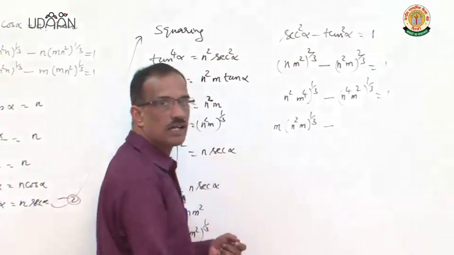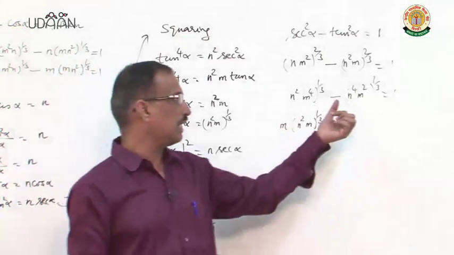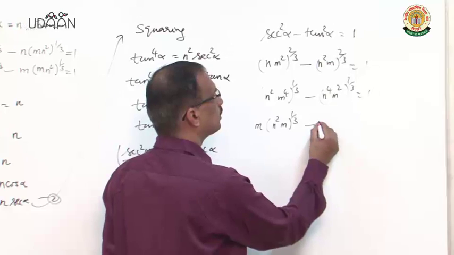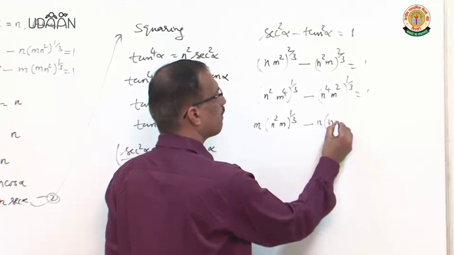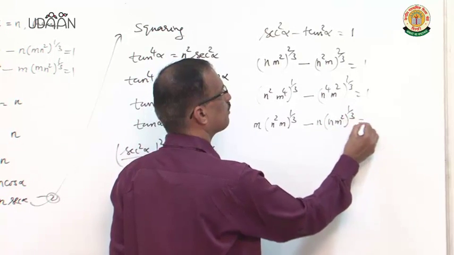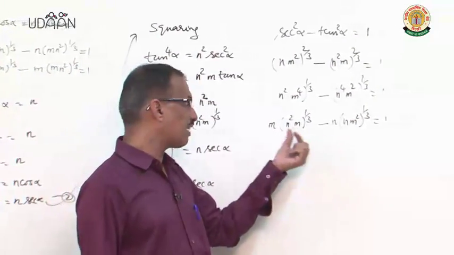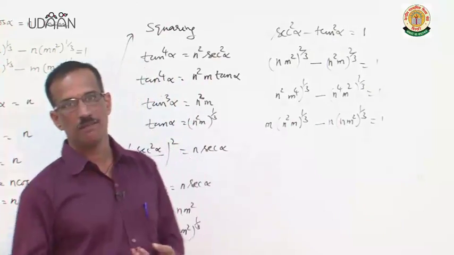Similarly, here also you can write this n to the power 4 as n cubed into n. So, you can take n out. So, it gives us n (m squared)^(1/3) equal to 1. Now, we got the relation of n squared and then m squared n.